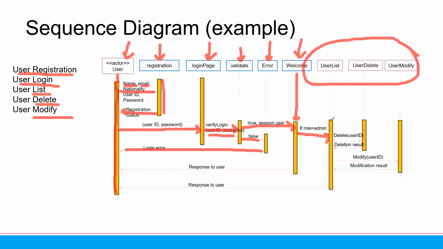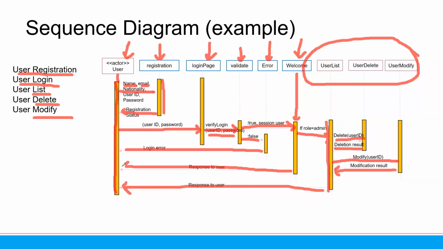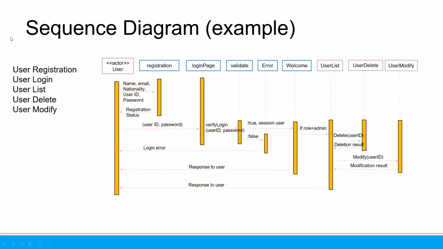You can see the user list, and then you can delete the user ID, so the deletion result will be shown. You can modify a particular user ID, and the modification result will be shown. And after you finish this one, there will be a response to the user. If you are in the welcome stage, you can also see the response to the users. So using this, we can see what is the sequence for the user to run your website.